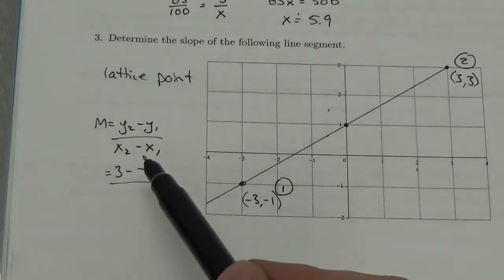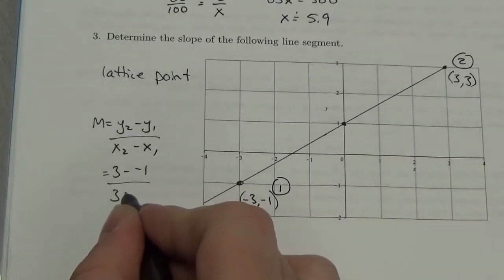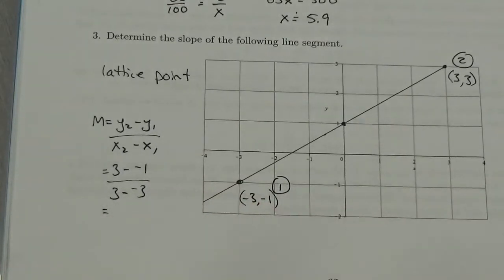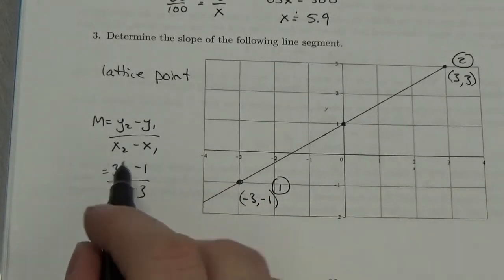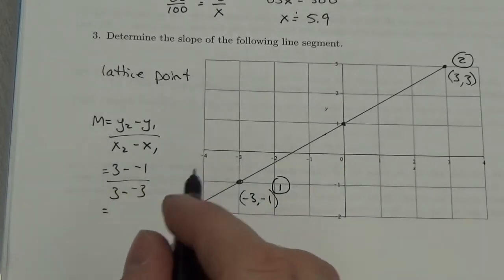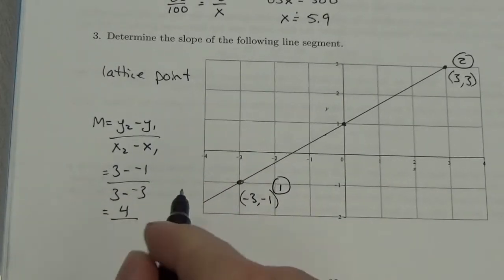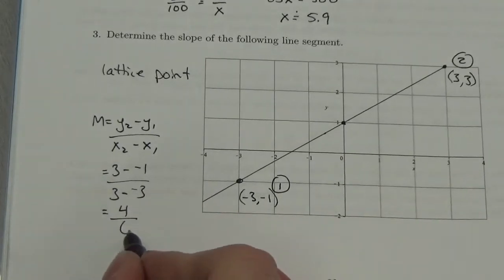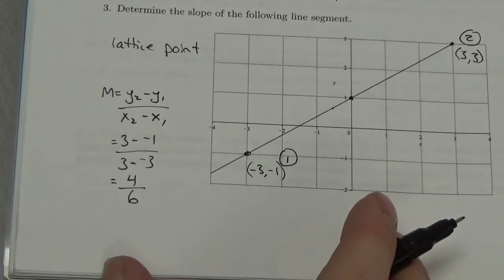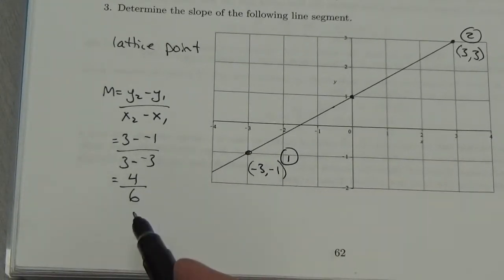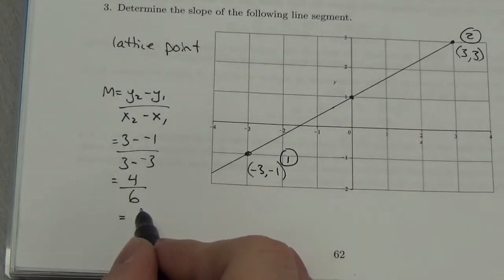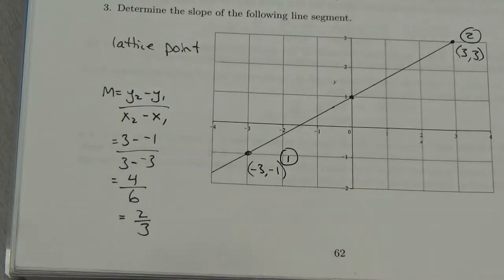Okay, x2 is this 3 minus x1 is this -3, and again the negatives are important because up here in the numerator 3 minus -1 is going to be 3 plus 1, 4. 3 minus -3 is going to be 3 plus 3, or 6. And then I should look at that and think, well, those are both even, so I know that I can divide a 2 out of both of those, and the ratio stays the same. And so this becomes 2/3. So the slope here is 2/3.